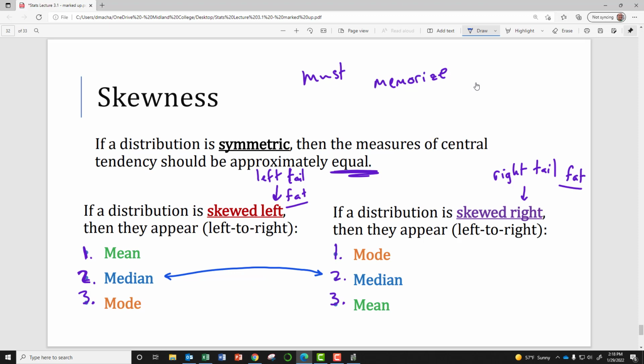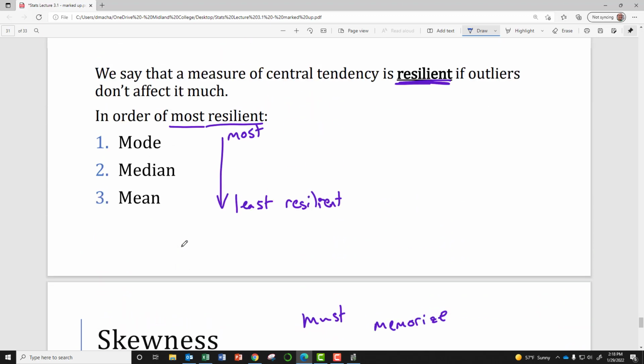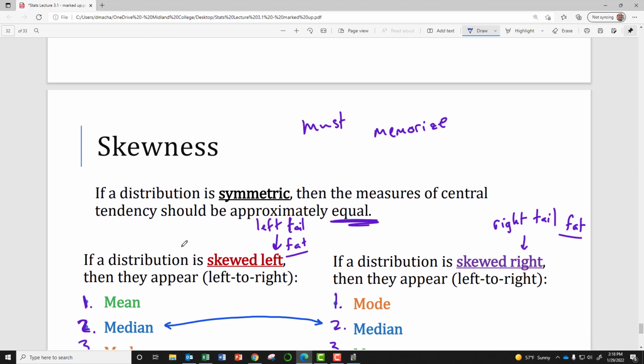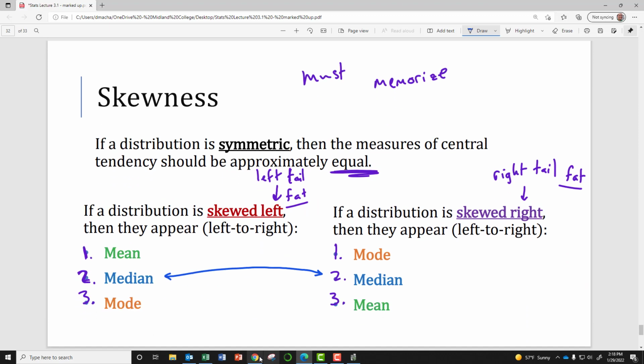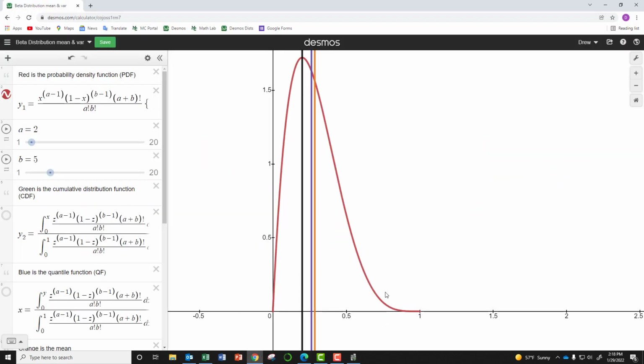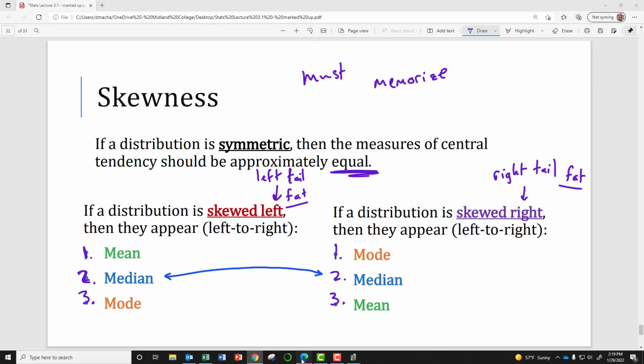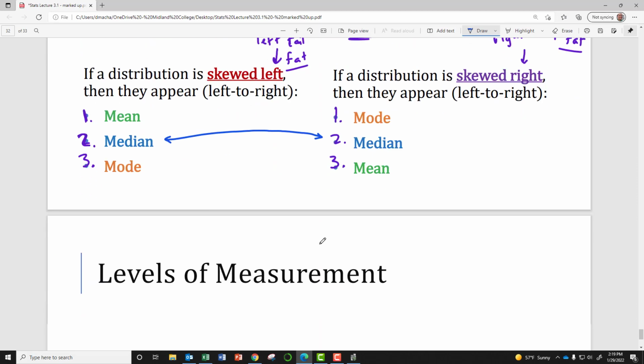The mean, you can remember its location on a distribution because the mean is the least resilient towards outliers. So if you have outliers, the mean is always closest to the outliers. And so in this red distribution, I would say my outliers are on the tail over here on the right side, and of course the mean, being in orange, is closest to the outliers. So that can kind of help me remember the order here.